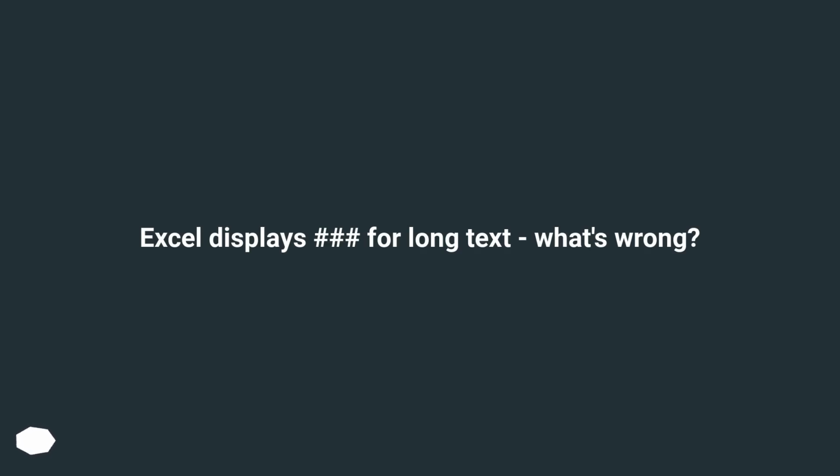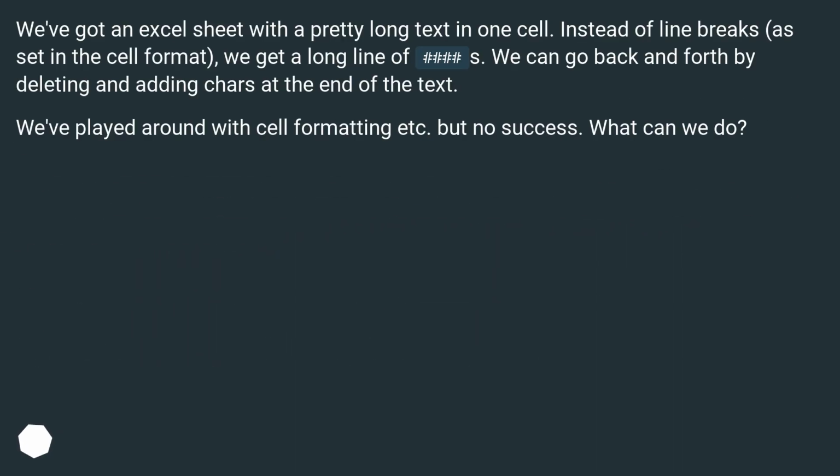Excel displays hash for long text. What's wrong? We've got an Excel sheet with a pretty long text in one cell. Instead of line breaks, as set in the cell format, we get a long line of hashes. We can go back and forth by deleting and adding characters at the end of the text. We've played around with cell formatting etc. but no success. What can we do?